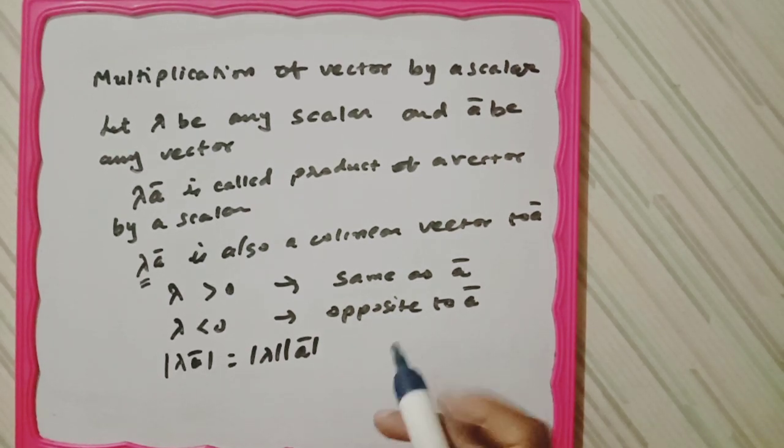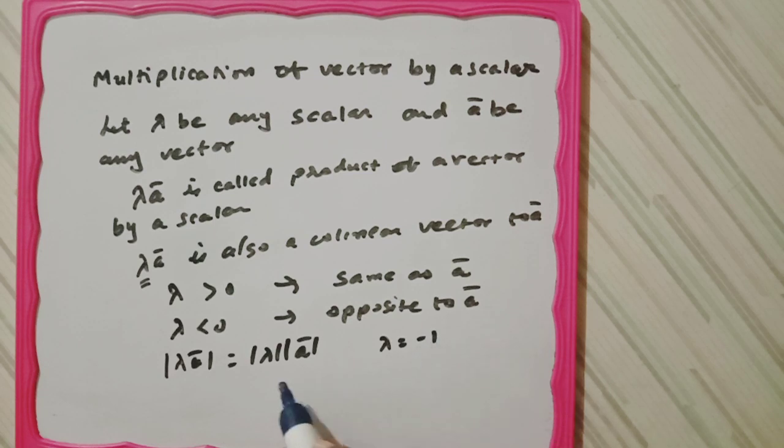Now if we take lambda equal to minus 1, then the product will be minus a bar. So lambda a bar equals minus a bar, and minus a bar is called the negative vector of a bar, which gives a bar plus minus a bar equals 0 bar.